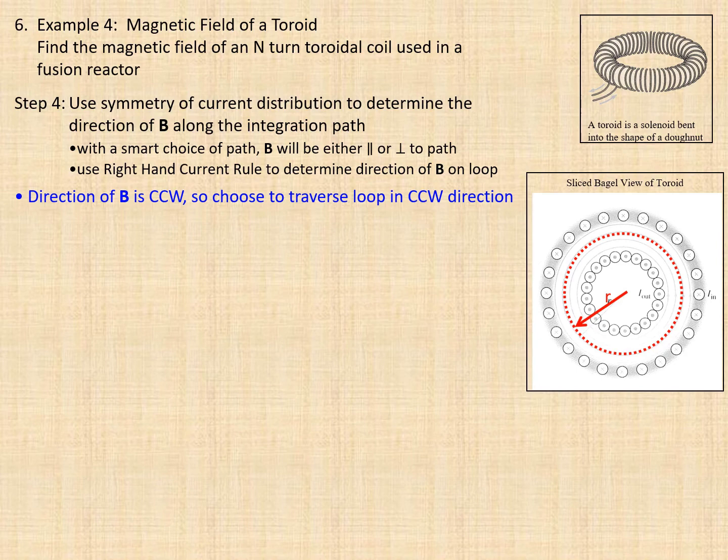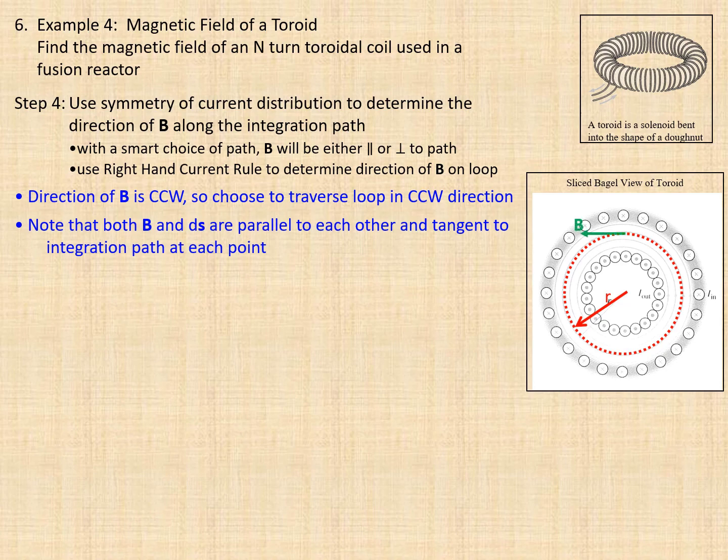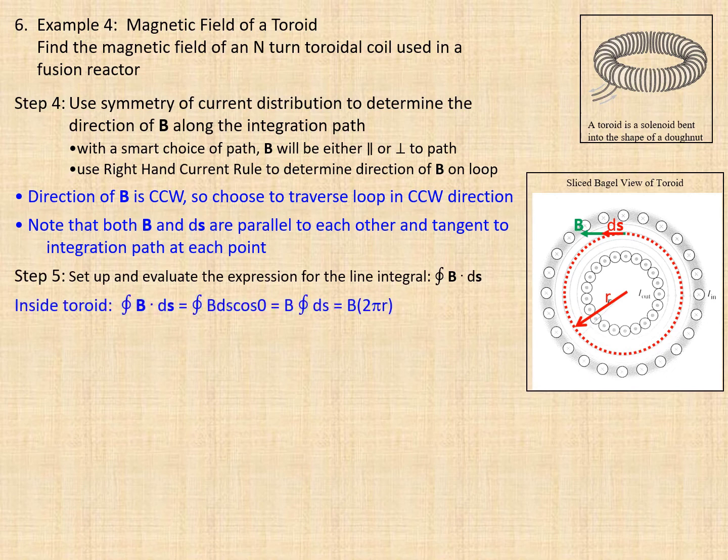So we will choose to traverse the loop in the same direction as the field. Note that both the field and the infinitesimal displacement vector ds are parallel to one another, as we see this over and over again with this particular symmetry. In which case, when we evaluate that line integral around the closed integration path, since the argument of the cosine function is 0, and since the magnetic field is constant over the entire integration path, it can be taken outside of the integral. So as we've seen many times before, the integral of ds is simply the circumference of that circular integration path, 2 pi r.